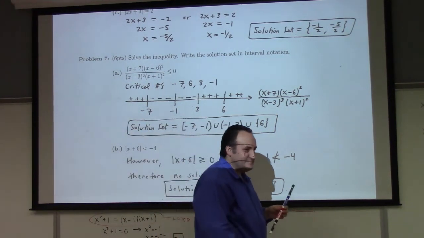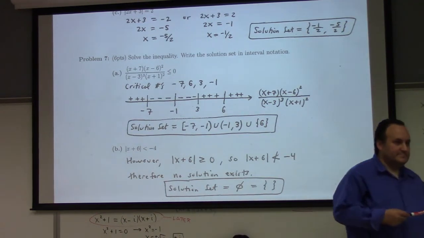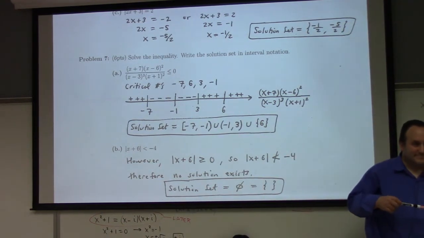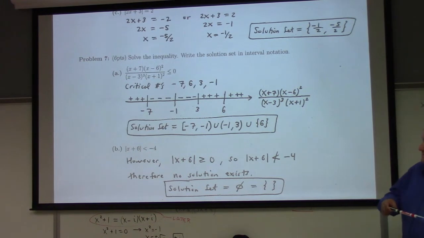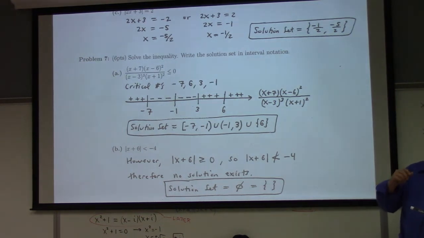But yeah. So if it's equal to 0, it's included, and if it's not equal to 0, it's excluded. Right, if it's equal to 0, we have to think about what numbers will make the numerator 0, but at the same time not make the denominator 0. If the denominator is 0, we have to exclude it. Those numbers are excluded.